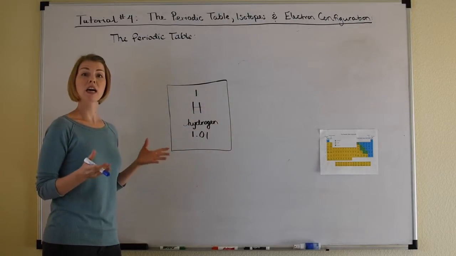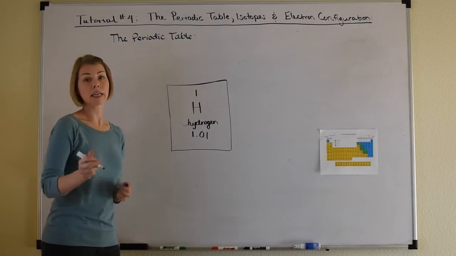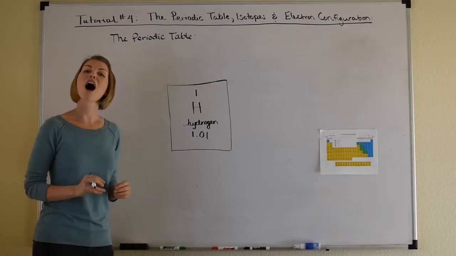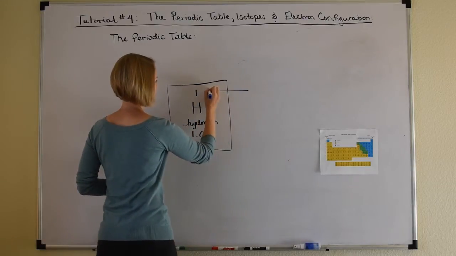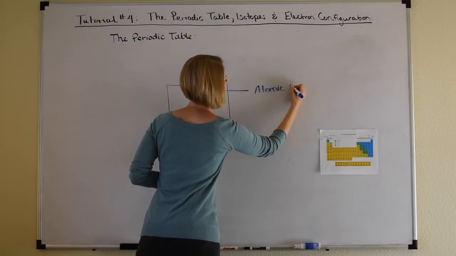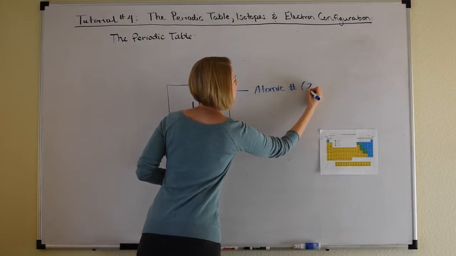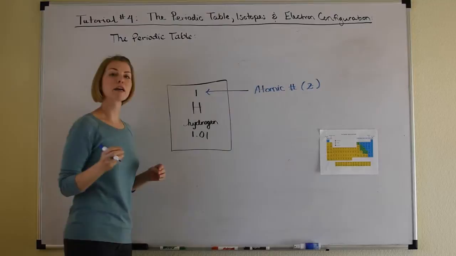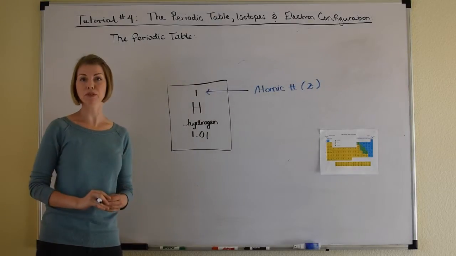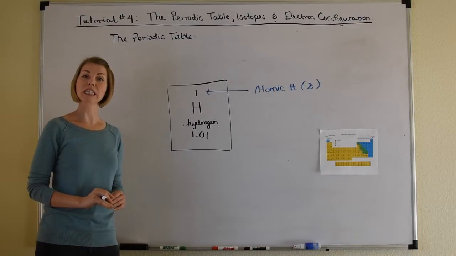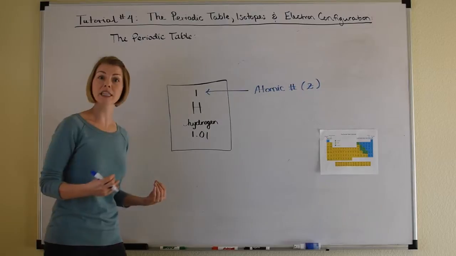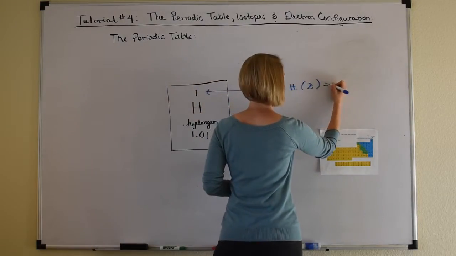So what do these numbers and symbols mean? Well, the first number, the whole number, is your atomic number. So I'm going to label that. Atomic number. Sometimes symbolized as Z, capital Z. So I'm going to write a capital Z there. And the atomic number is always going to be equal to the number of protons in the nucleus for that element.